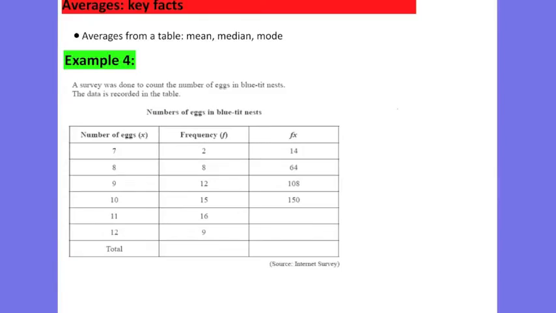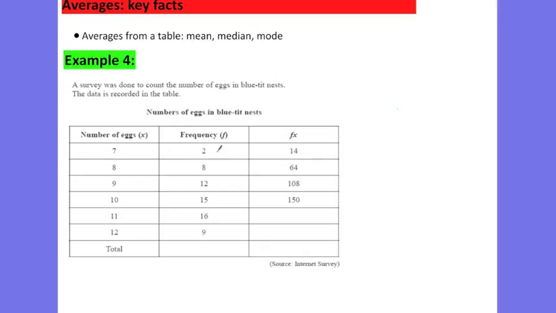Example number 4. We now need to look at how to calculate averages from a table. This includes finding the mean, the median, and the mode. Let's take a look at example number 4. A survey was done to count the number of eggs in blue tit's nests. The data is recorded in the table. Here we have the categories for the number of eggs, 7 to 12. Here we have the frequency.